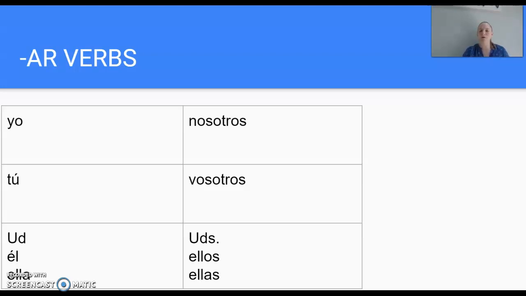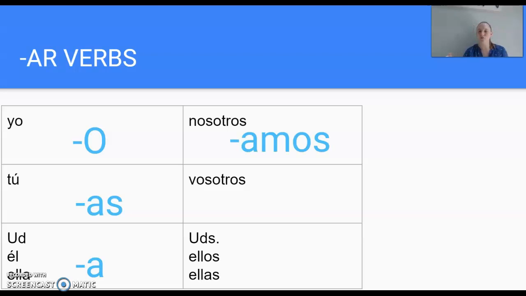Okay, so when I'm conjugating an AR verb, I'm going to drop the AR and I'm going to add O for the yo form. For the tú form, I'm going to drop the AR. I'm going to add AS. For the usted, él, ella form, I'm going to drop the AR and then just add A. Nosotros, drop the AR, add amos. Vosotros, drop AR, add áis. Okay, this is pronounced like ice, like ICE.